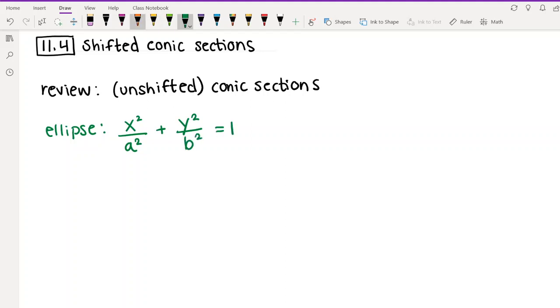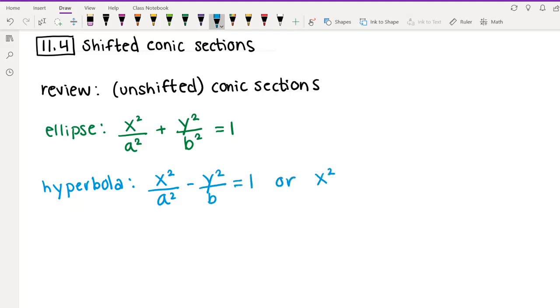So what about a hyperbola? What makes a hyperbola different? Well, for a hyperbola, instead of adding, you're subtracting. So it will either be x squared over a squared minus y squared over b squared is equal to 1, or starting with y squared over b squared minus x squared over a squared is equal to 1. So how can you tell if something is an ellipse versus a hyperbola? Basically, whether you're adding or subtracting.